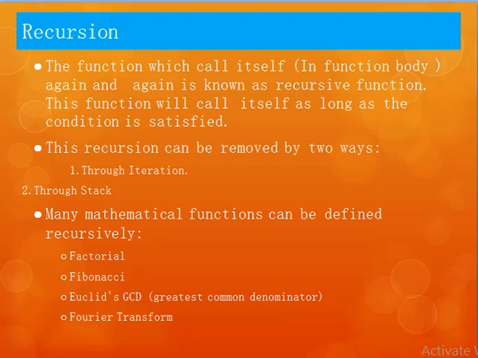This whole process is called the backtracking procedure. Recursion, the function which calls itself again and again, is known as a recursive function. This function will call itself as long as the condition is satisfied. This is called recursion.